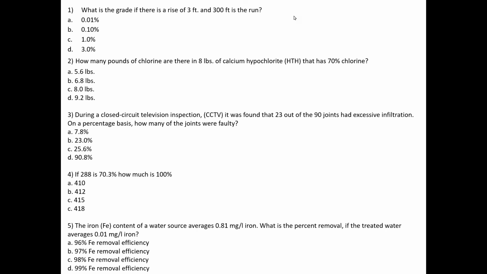Well, what do I do? Do I multiply or do I divide? This is a comparison, if you read the question, during closed circuit television inspection, which are quite common. It was found that 23 out of the 90 joints had excessive infiltration. On a percentage basis, how many of the joints were faulty? 23 divide 90 equals, multiplied by 100, and you should have got C as the answer. All right. Now the next one, number 4, is a little funky. It's similar to the previous one that we did before.